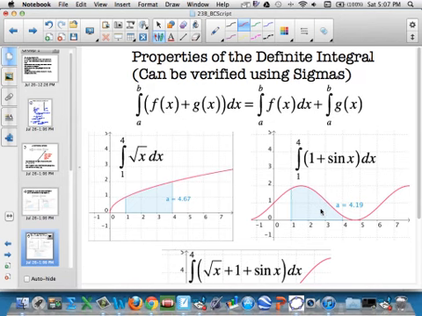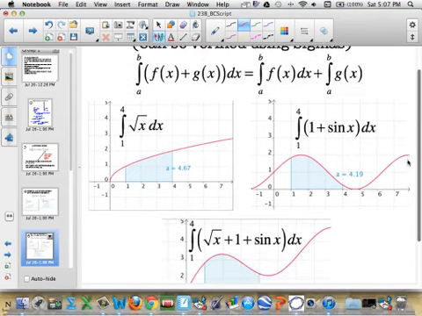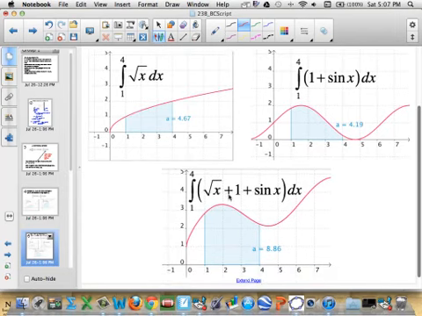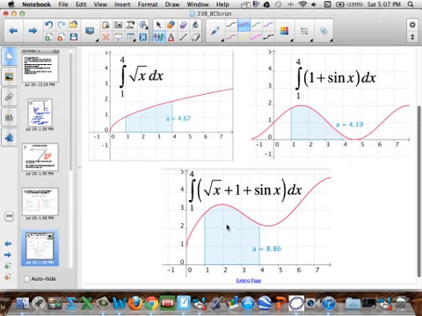Turns out if I took the integral of the sum of those 2 functions, which would be the integral from 1 to 4 of the square root of x plus 1 plus sine x, that's also an area, and it comes out to be the same answer as if I add up these 2 areas separately. You can verify that on your own.